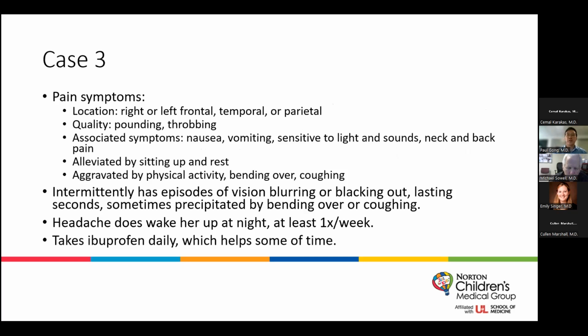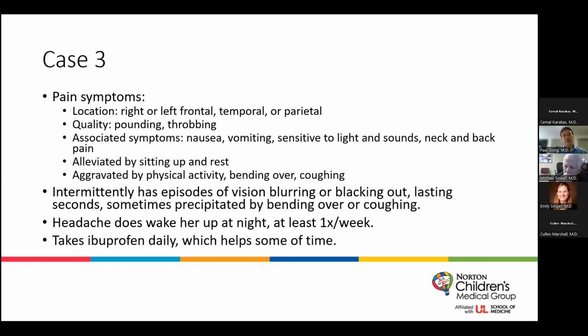Her pain is a little more varied. It can be right or left, frontal, temporal, or parietal. Her quality is also described as pounding and throbbing. Associated symptoms for her are nausea, vomiting, sensitivity to light and sounds, and neck and back pain. Her headaches are actually alleviated by sitting up and by resting, and are aggravated by physical activity, bending over, coughing.